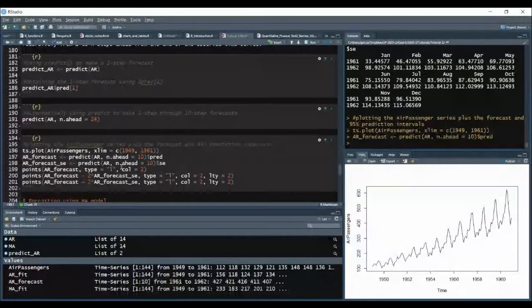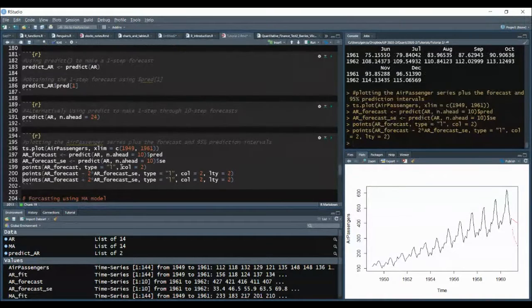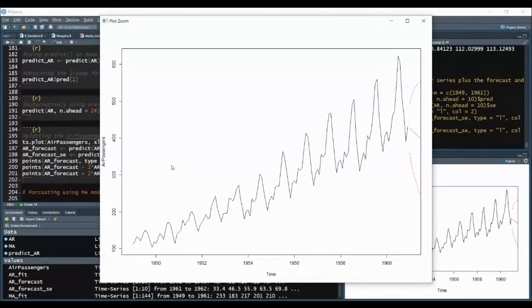So if we forecast 10 values, we can do our forecast. Now check that this forecast is not really that good, right? Because this is our confidence interval. It's pretty big. Like this could be a monkey throwing darts. This is not accurate at all.